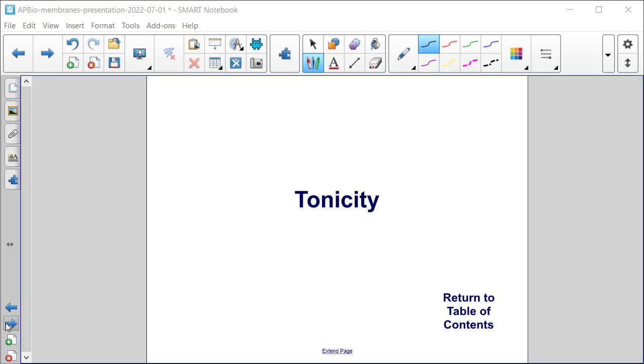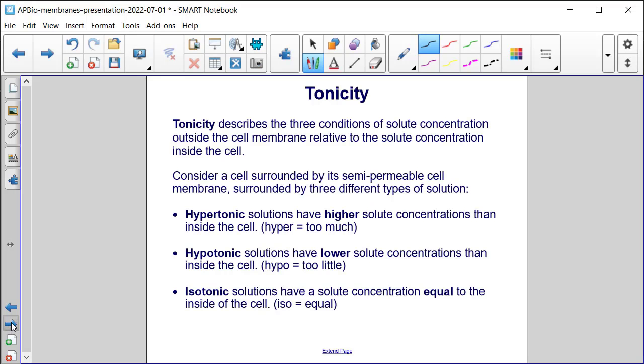In this section, we're going to discuss tonicity. Tonicity describes the three conditions of solute concentration outside the cell membrane relative to the solute concentration inside the cell. Consider a cell surrounded by its semi-permeable cell membrane, surrounded by three different types of solution.